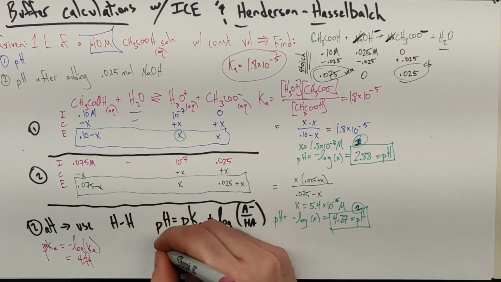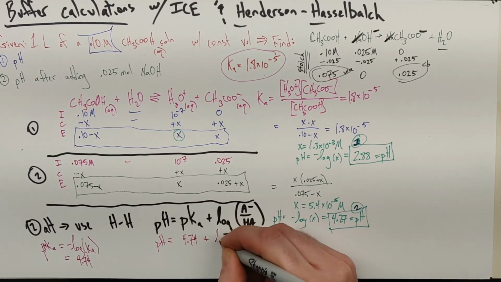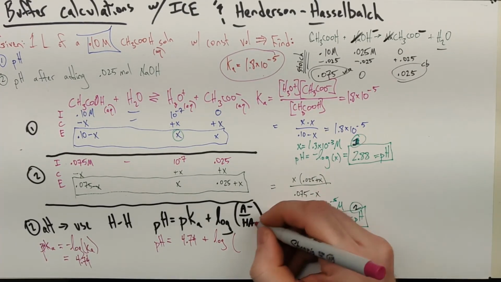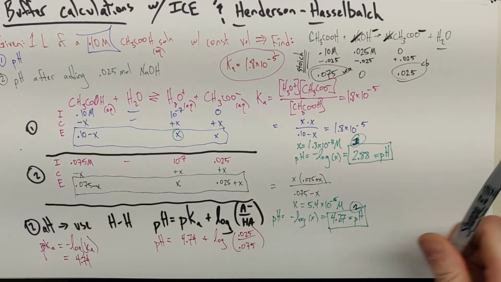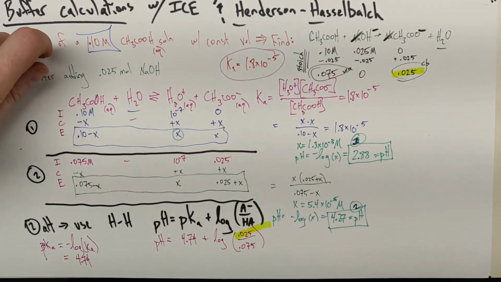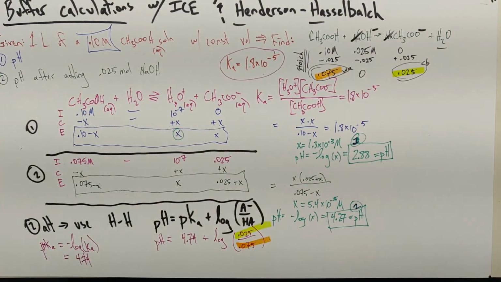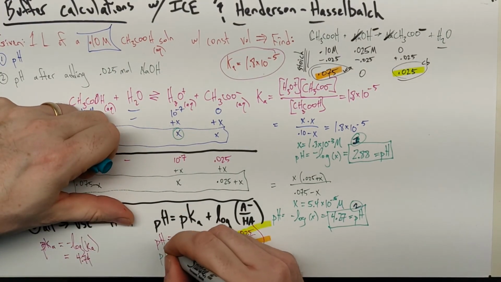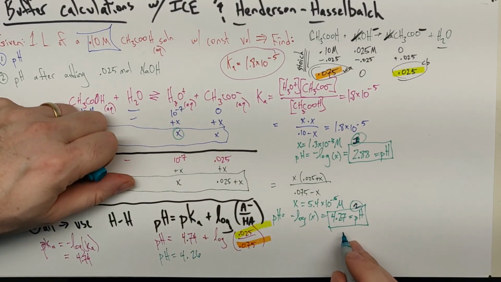So if we want the pH of our solution, it's going to be 4.74 plus the log of our A minus over our HA. Our A minus is the 0.025 and the HA is the 0.075. If you're not sure where those are coming from, they are coming from our stoichiometry earlier, right there and there. When we plug that in, you get a pH of about 4.26, which is slightly different than that 4.27.